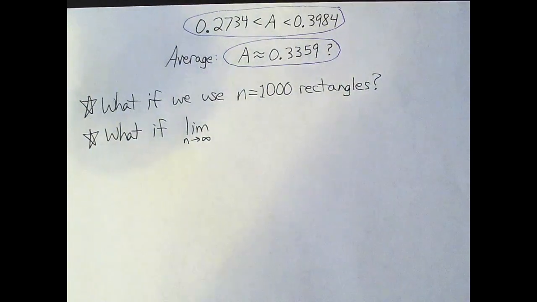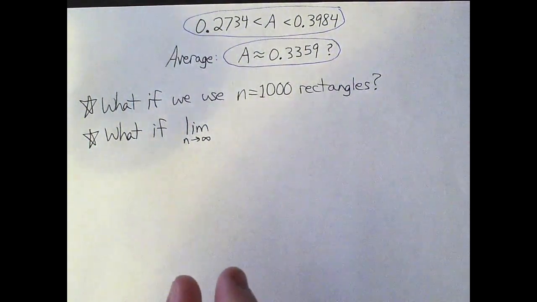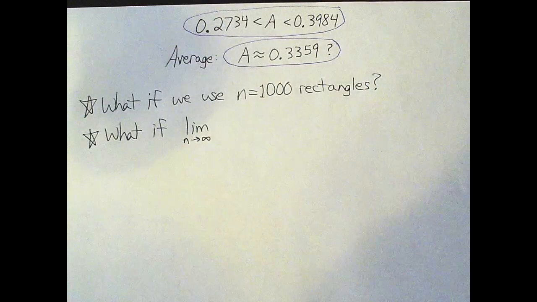The number of rectangles approaching infinity. What would their width be? And that's kind of weird, right? The width would get thinner and thinner and thinner. So I guess the width of each rectangle would be approaching 0. But it wouldn't really equal 0. It would just be approaching 0.